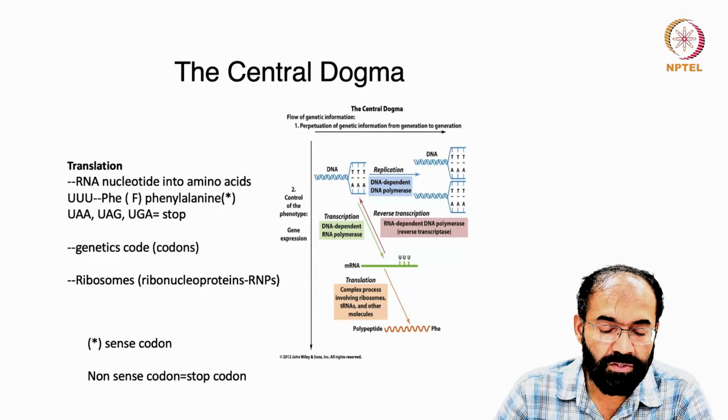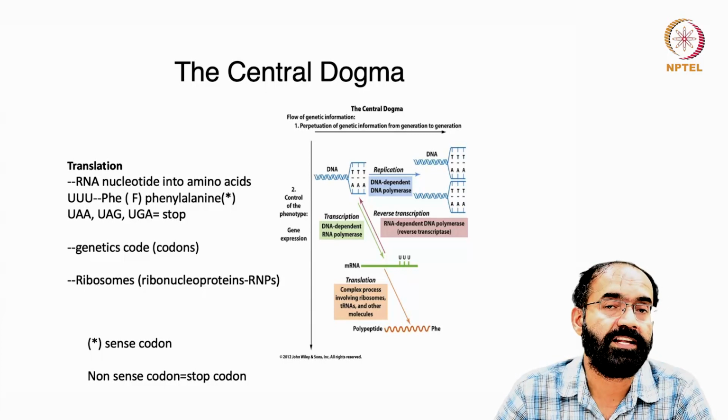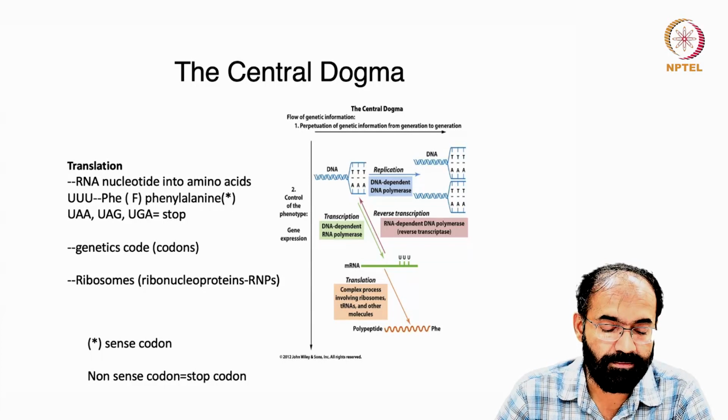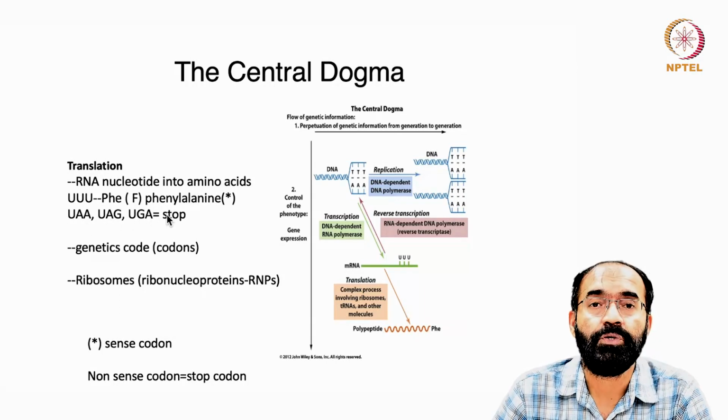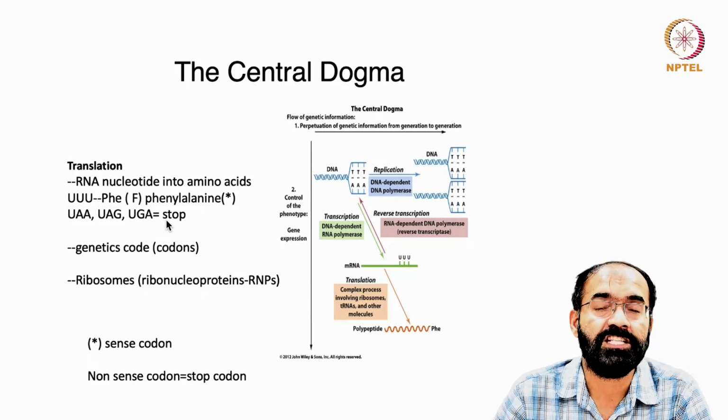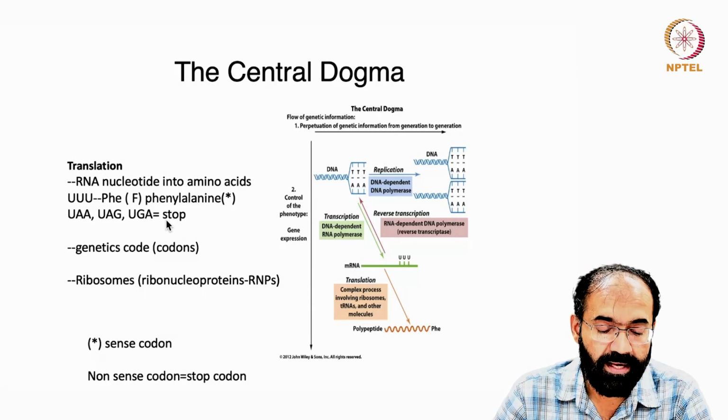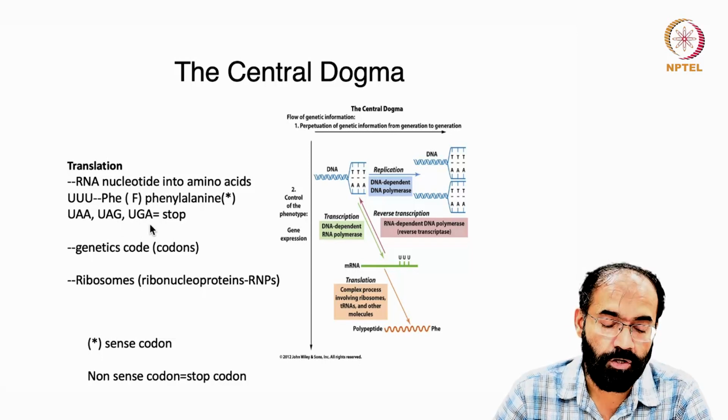And then you also have 3 stop codons. Only 3 stop codons are there, from bacteria to human. All organisms have only 3 stop codons. They are UAA, UAG, UGA. They also have names called ochre, amber, opal. They do not bring in an amino acid, and hence we call them stop codons. So wherever any of these 3 codons is present, you will end up getting a stop codon.